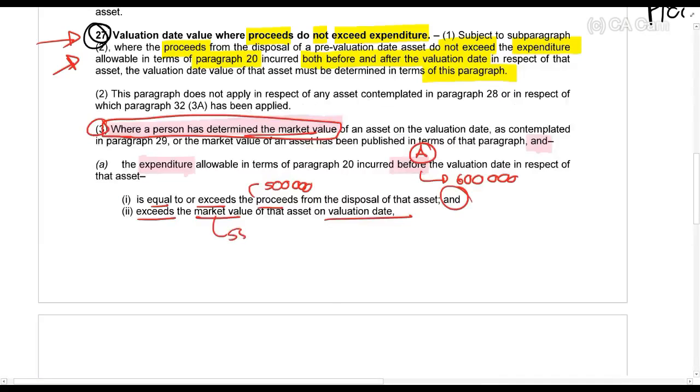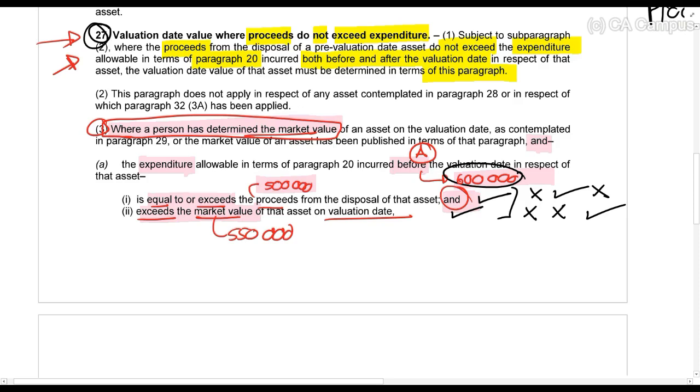Okay, so what I want you to see is what you do is you now say the cost before 1 October 2001, did it equal or exceed the proceeds, and did it exceed the market value? So you ask this question, did this cost equal or exceed the proceeds? Yes. And did it exceed the market value? Yes. So 2 yeses. If you say no for both situations, or no and yes, or yes and no, this section will not apply.